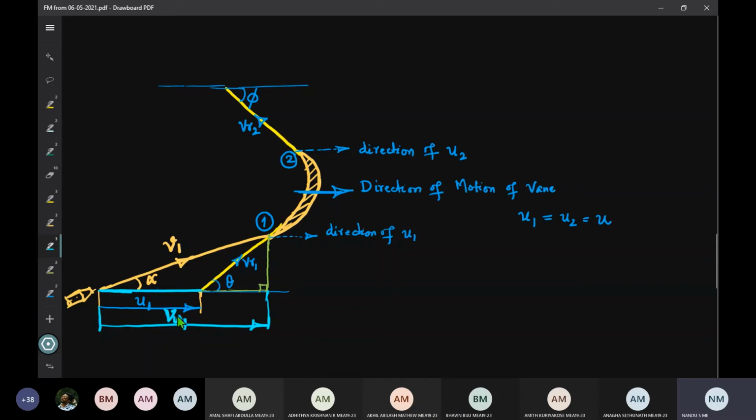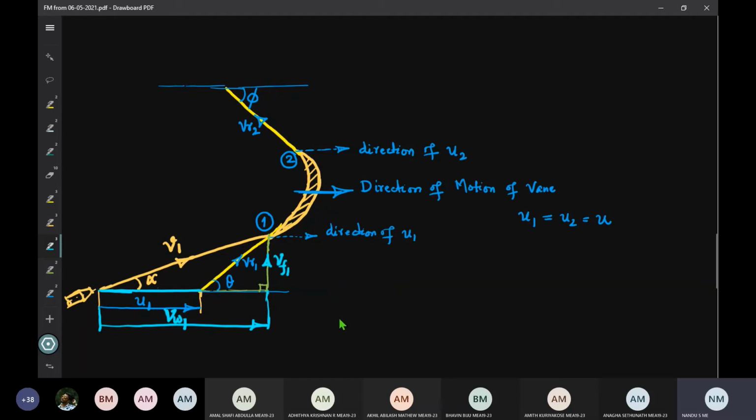The absolute velocity of the jet V1 is taken in two components: one in the direction of U1, the other perpendicular to U1. The second component is along this, and I'm marking it. That is VF1, the component of the absolute velocity of the jet at inlet in the direction perpendicular to U1. That component is called the velocity of flow, or flow component of V1, VF1.